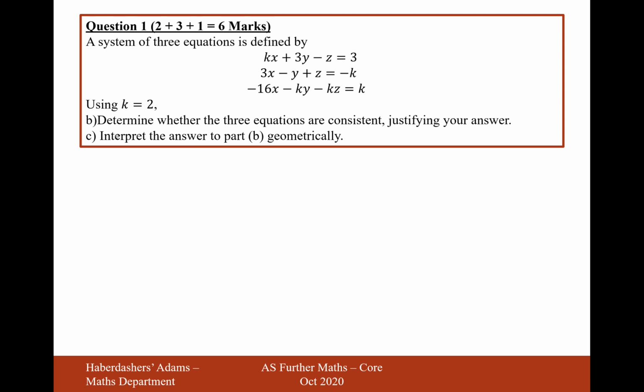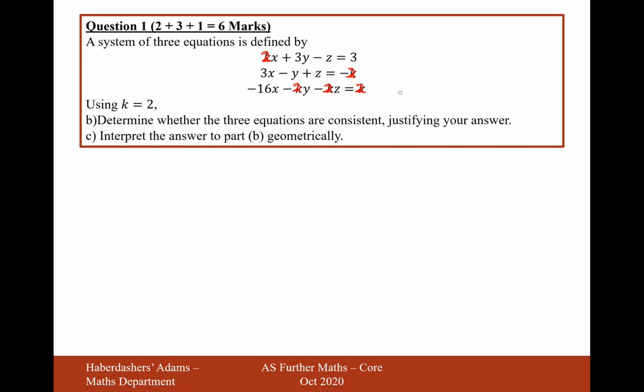Okay, let's move on to the next part. Using k equals 2, determine whether the three equations are consistent, justifying your answer. So what I'm now going to do is replace all of these k's with 2. So 2 here, 2 here, 2 here, 2 here, and 2 here. First of all, I'll do a quick inspection to see if there's any parallel planes or coincident planes. There's no plane that will scale factor up to another plane, so no, there are no parallel planes.